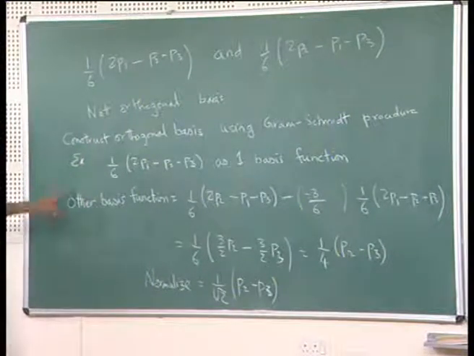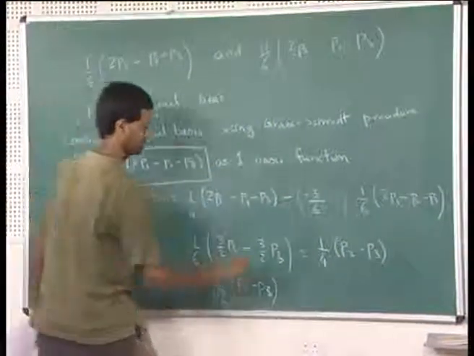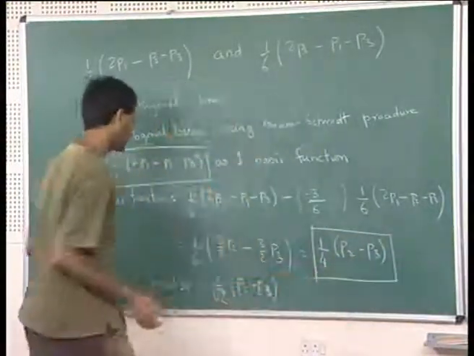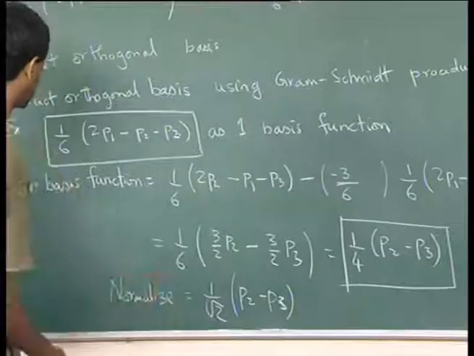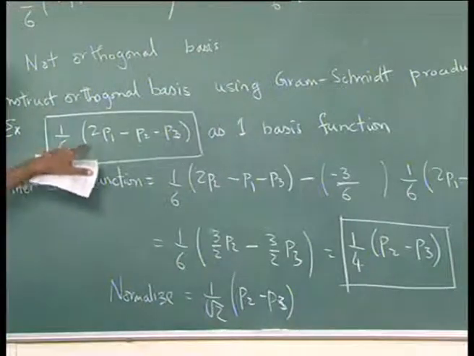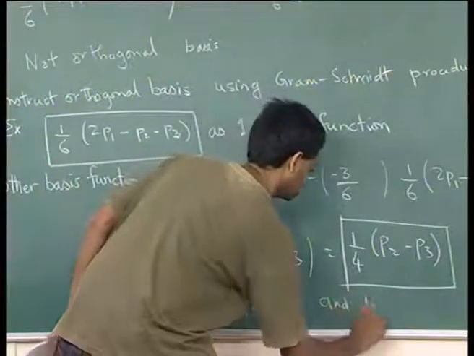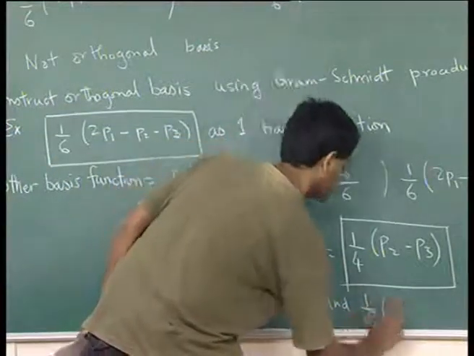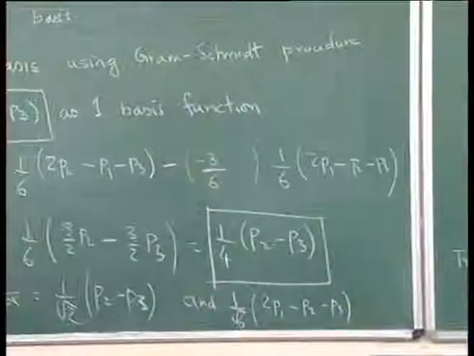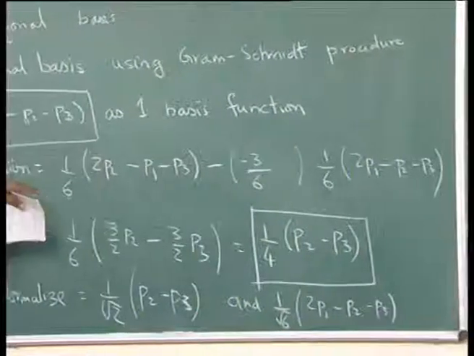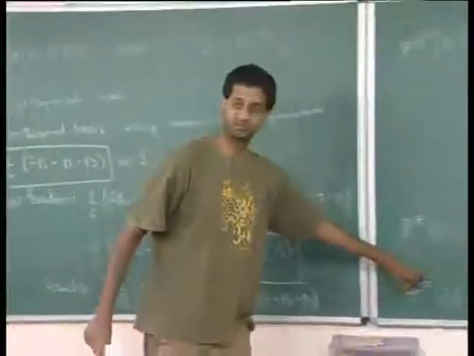So this right here is one basis function and the other basis function, and you can normalize each of these if you want. So this will have a 1 by root 2. Similarly, here what you'll have is 1 by root 6 (2p1 minus p2 minus p3). So these two are the normalized basis functions for E double prime.